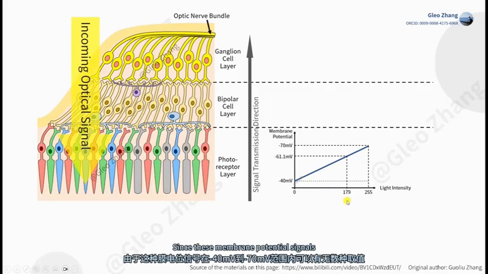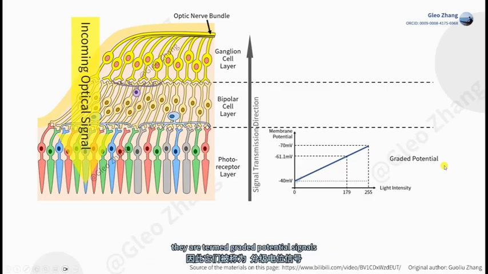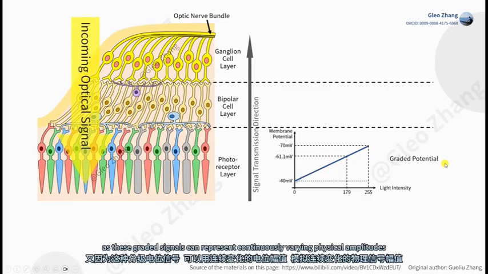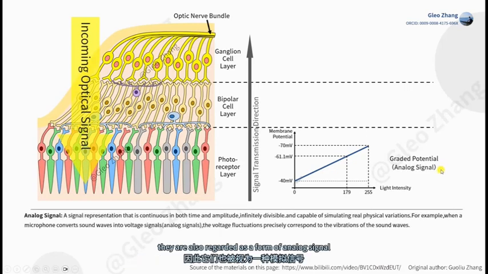Since these membrane potential signals can theoretically assume infinite possible values within the -40 mV to -70 mV range, with each distinct value corresponding to a different light intensity level, they are termed graded potential signals. Moreover, as these graded signals can represent continuously varying physical amplitudes through continuous voltage changes, they are also regarded as a form of analog signal.